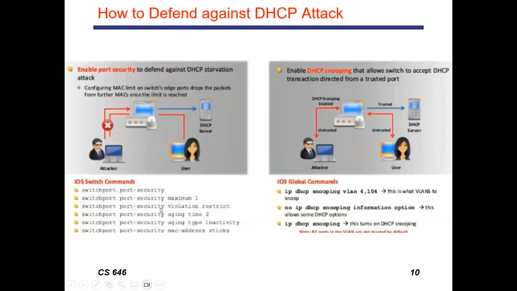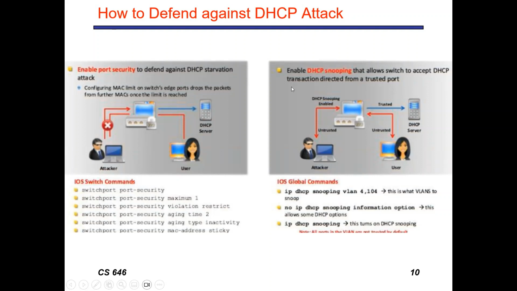Now it's up to you how you want to implement the violation. Here you can see that the violation is to restrict. You can either shut down the port or restrict the port, whatever you want to do, the level of security can be implemented here. So restrict basically means that it is going to log and then drop these packets. If you change this violation to shutdown or disable, then it will basically disable the port.